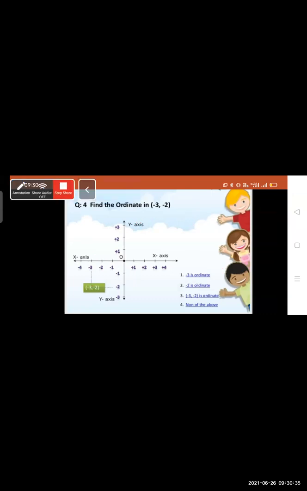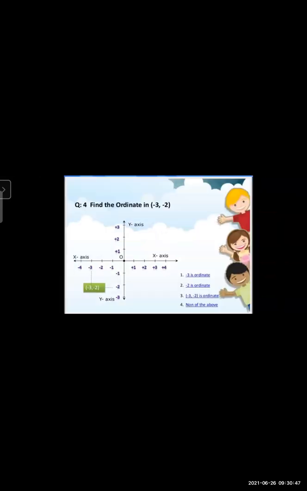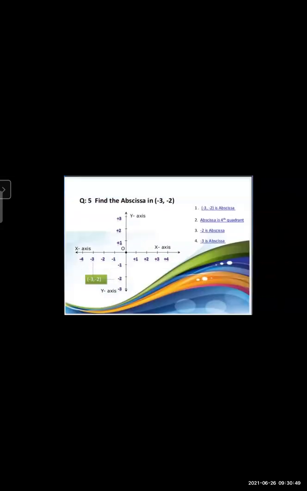Yes. Now next question. Find the abscissa in (-3, 2). Again, it's simple. Same question. In this question they ask ordinates, and in this question they ask (-3, -2). That is, abscissa is, check, which one is the x coordinate? -3 is the x coordinate. So this one is wrong. And the correct answer is -3.